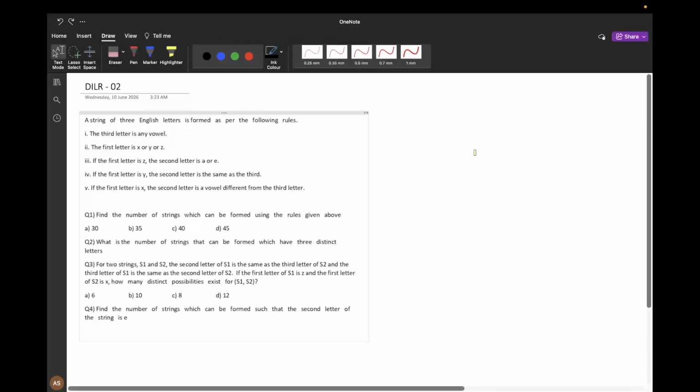We have our question here. Let's start with it. A string of three English letters is formed as per the following rules. So we have a three-letter string or a word. Let's read the conditions. The third letter is any vowel, so it can be A or E or I or O or U. The first letter is either X or Y or Z.